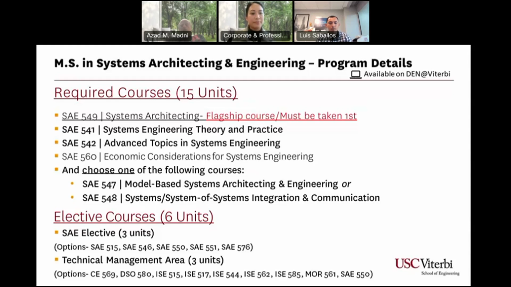Then you have some elective courses, and these are 3-unit courses, and you have several options to choose from. You can take SA 515, which has to do with sustainability. You can take SA 546, which has to do with resilience. You can take 550, which has to do with system architecting in the political process, and so on. And then you have the technical management area. And here again, you have multiple courses to choose from. Once again, you choose a 3-unit course from one of the many options that you have here.